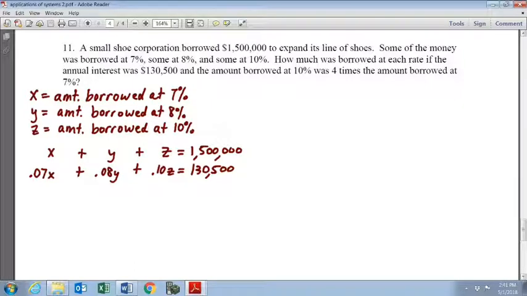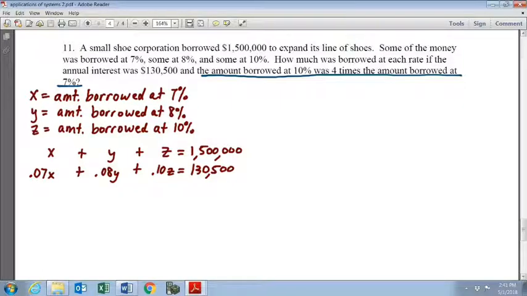All right, we've got one more equation we need to come up with. And in all these problems we're doing, since we have 3 variables, we'll only be able to solve them if we have 3 equations. So we need one more. So you look at what's here. It says the amount borrowed at 10% was 4 times the amount borrowed at 7%.